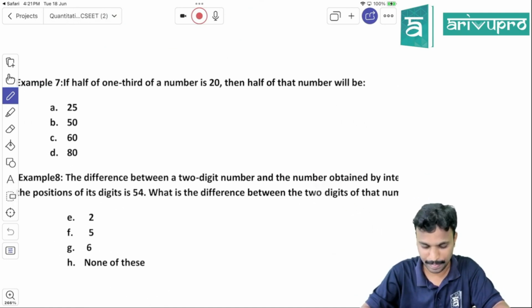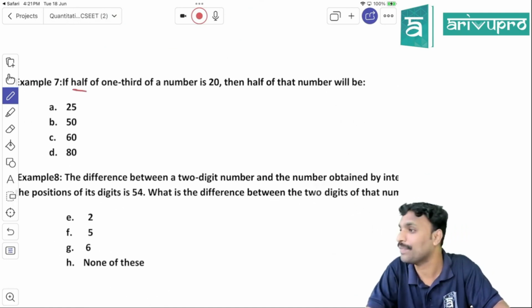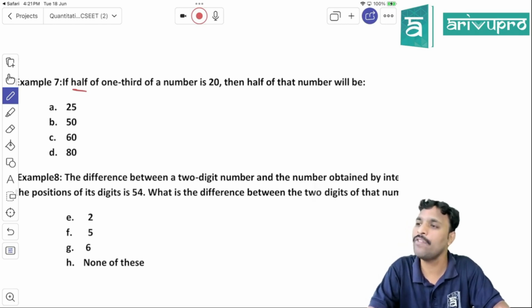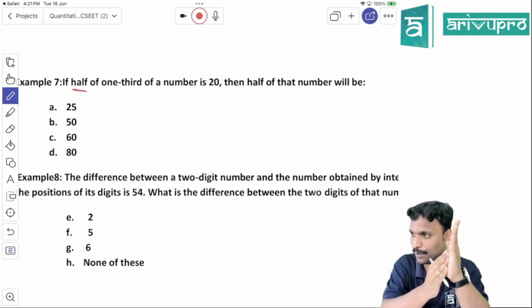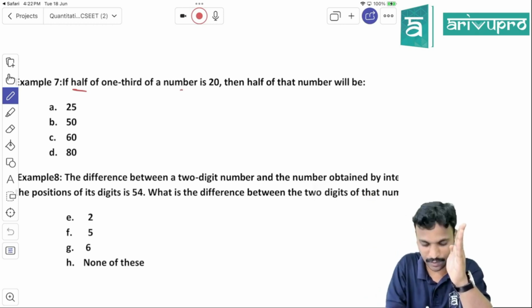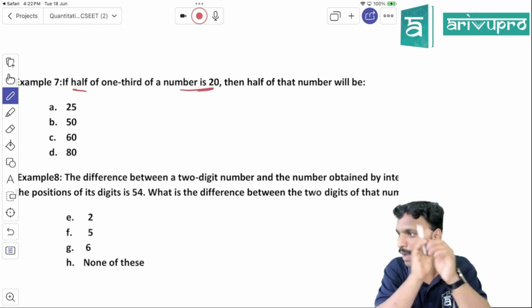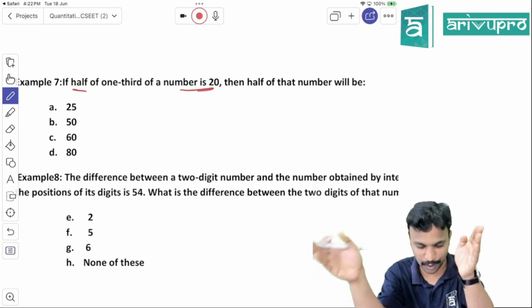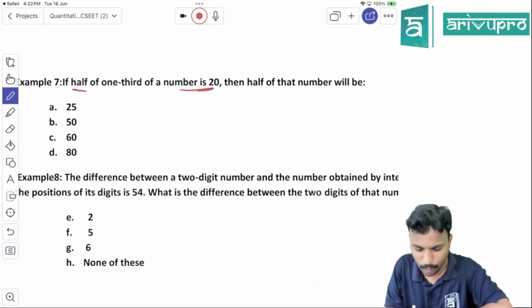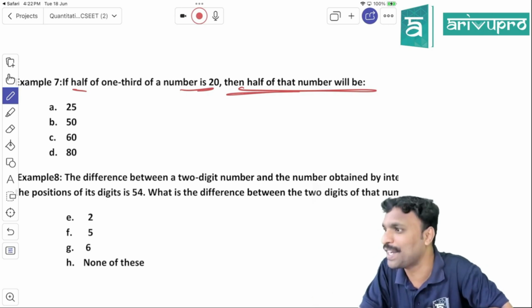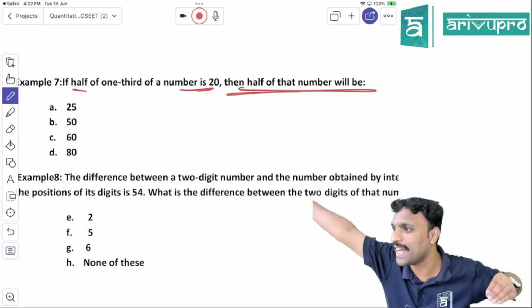Now look. Half of 1/3 of a number is 20. Now, half of 1/3 means, half means 1 by 2. Of means into. 1/3 means 1 by 3, is equal to what? 20. Half of 1/3, that means 1 by 2 into 1 by 3 into x is equal to 20. Now, what is it that they're asking? Are they asking us to find x? No. Half of the number. Would you send that 1 by 2 to that side? No.